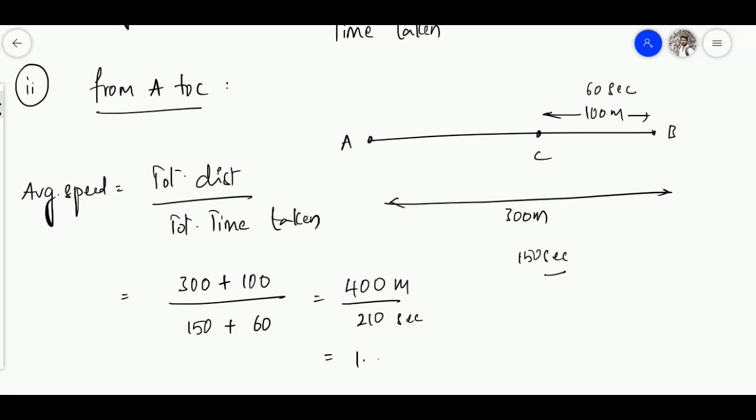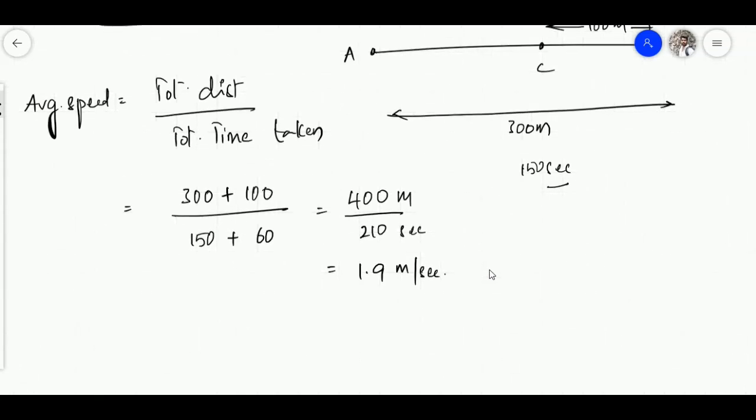That gives you 1.9 meter per second roughly. So now we are going to find average velocity for this case. So this is somewhat crucial. We don't have any initial or final velocity, so we have to go with the basic formula, displacement by time. So here we have to consider from A to C.